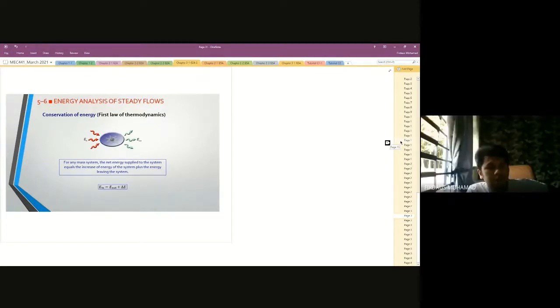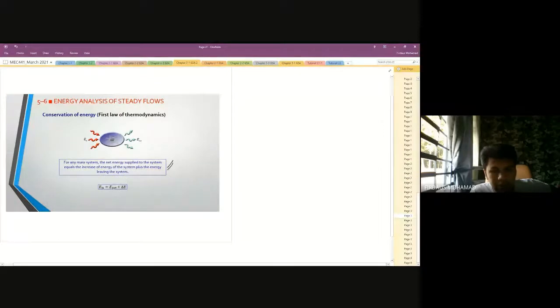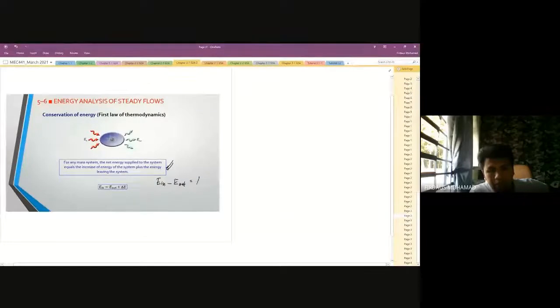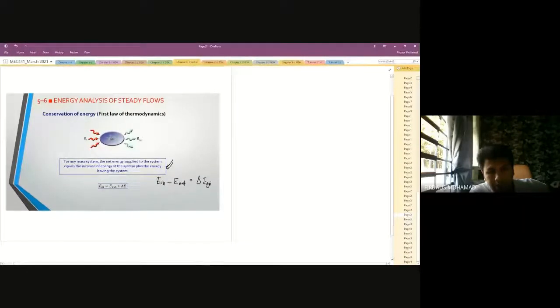Okay, so for the last part of conservation of energy, basically conservation of energy is related to the first law of thermodynamics: energy in minus energy out equals the change of energy in that particular system. For any mass system, the net energy supplied to the system equals the increase of energy of the system plus the energy leaving the system.